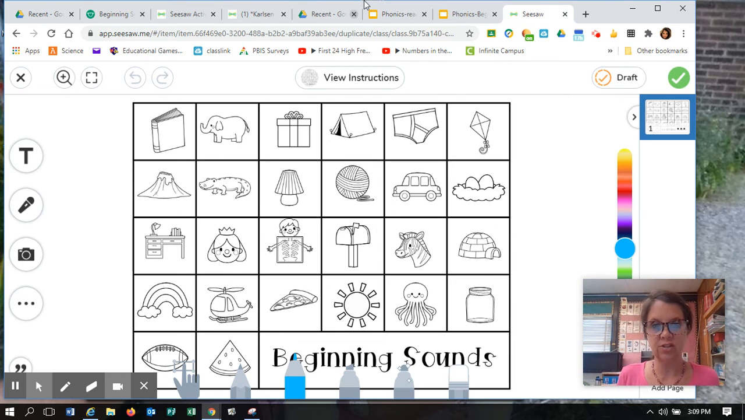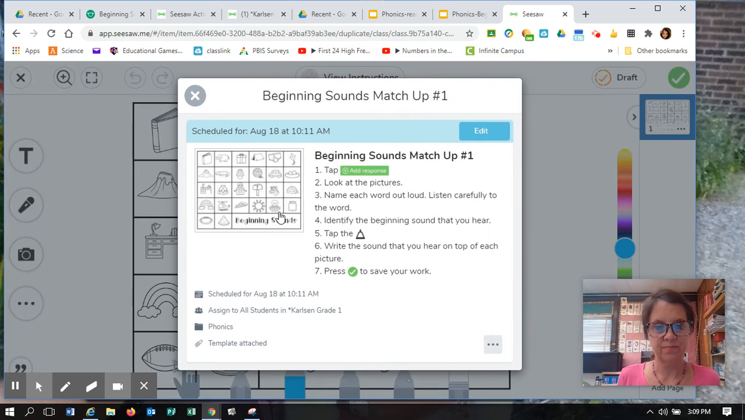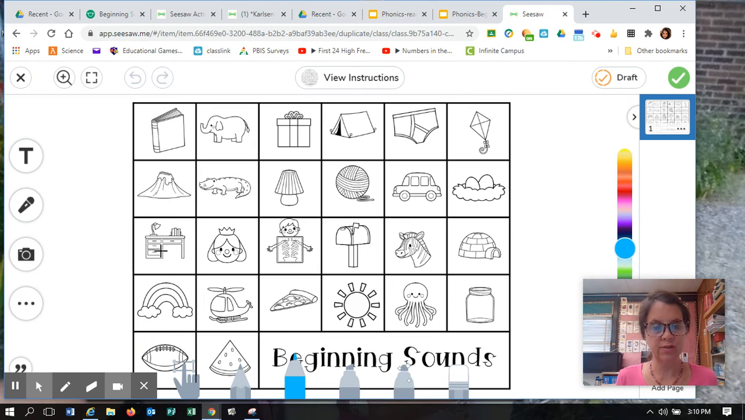So our instructions, let's see here, say tap add response. Look at the pictures, name each word out loud. Listen carefully to the word. Identify, remember that means name, the beginning sound that you hear. Tap on the pen tool. Write the sound that you hear on top of each picture. Click the check when you're done. So let's do one together.